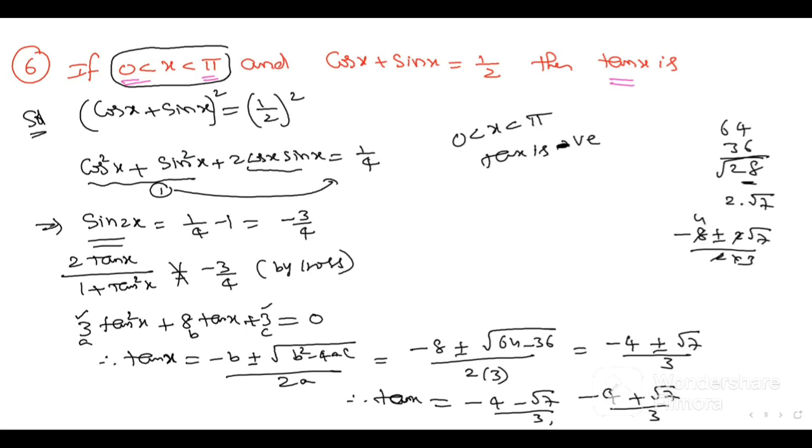In the 0 to pi interval, tan x is sometimes positive. Why? Because tan x is positive in the first quadrant and negative in the second quadrant. So both answers are correct. Here minus 4 minus root 7 by 3 is one of the options given. This is the correct answer.